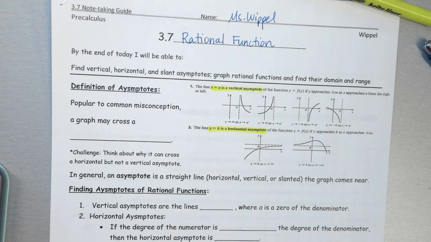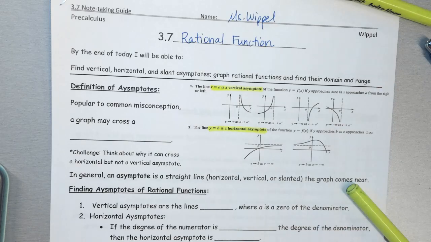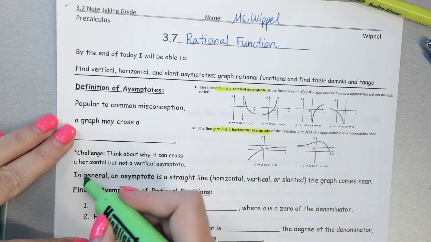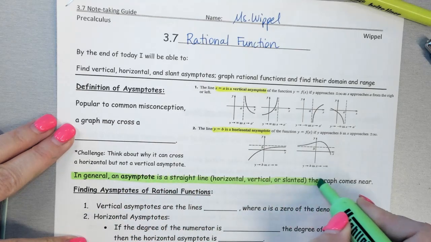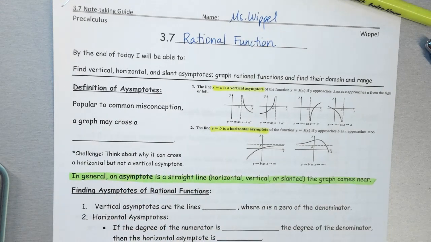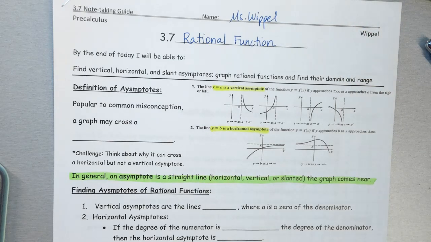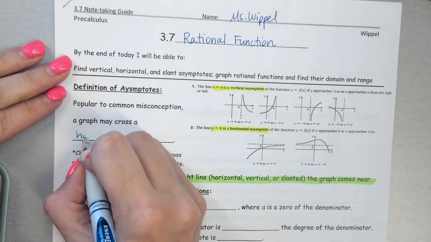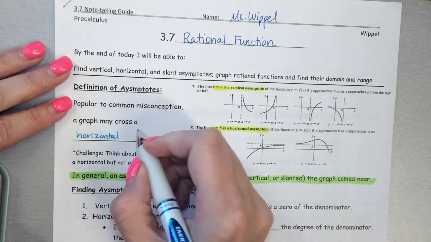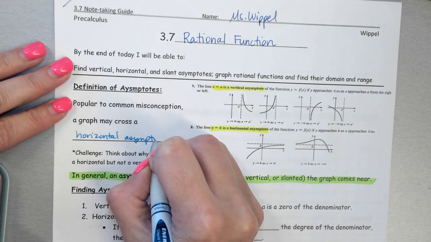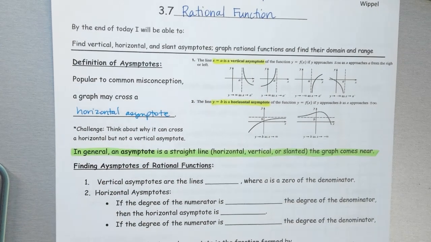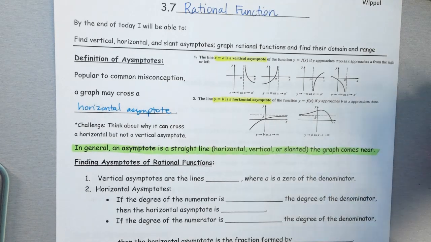The best definition is going to be that an asymptote is a straight line. It can be horizontal, vertical, or slanted that the graph comes near. Okay, so a lot of times we think of an asymptote cannot be crossed. That is true if it's a vertical, but a graph can cross a horizontal asymptote. Again, you saw some of those examples in Algebra 2, and we're going to look at some of those examples again this year. Okay, and you do have to have your line notation if it is an asymptote.